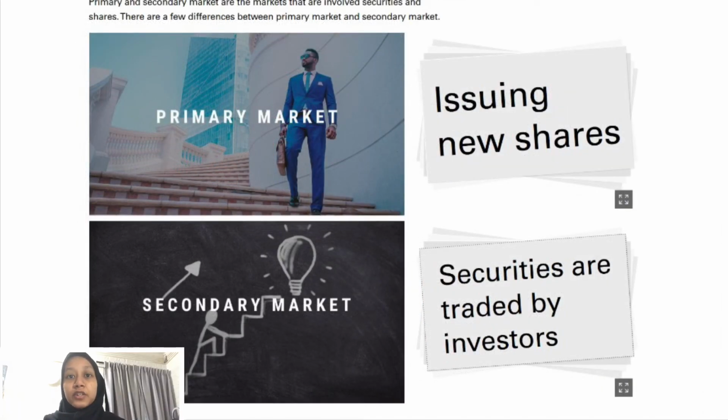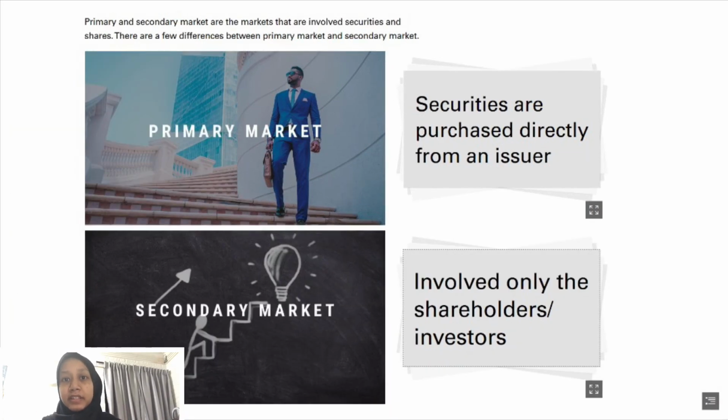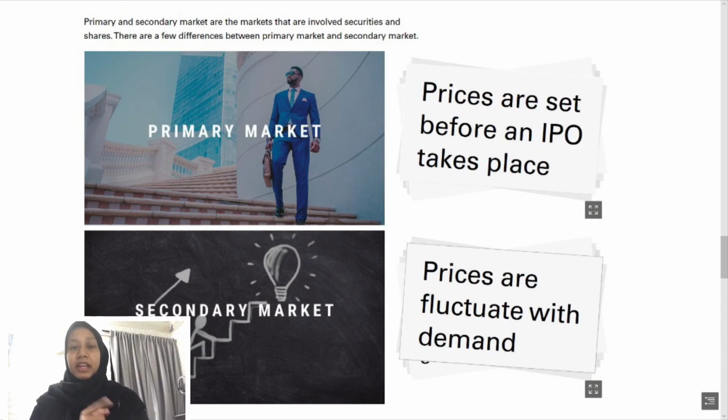Next, new shares will be issued in primary market, while the shares in secondary market can be traded by investors, as primary market only involves the company and the investor. The shares should be bought directly from the issuer, while in secondary market, the shareholders and the investors can buy or sell between them. On top of that, the prices in secondary market fluctuate with demand, different from primary market, where the prices are set before an IPO, which is initial public offering, takes place.